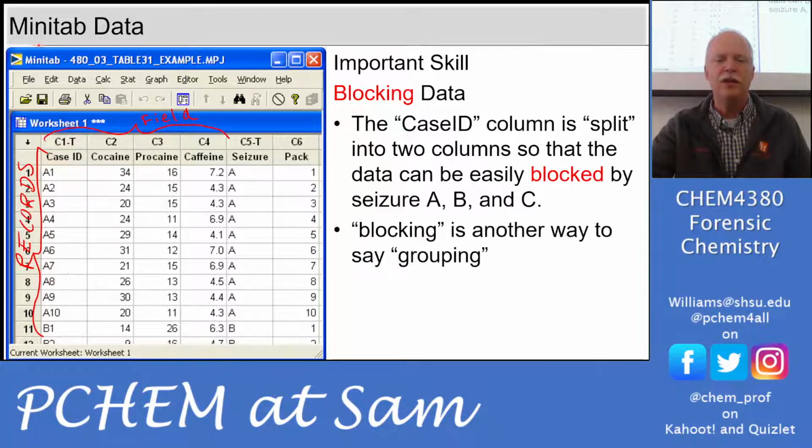So does everybody understand really what blocking is? It's another way to say grouping. Okay.